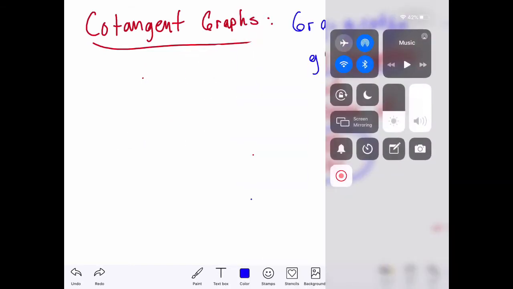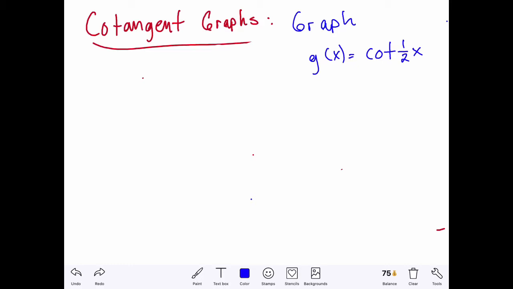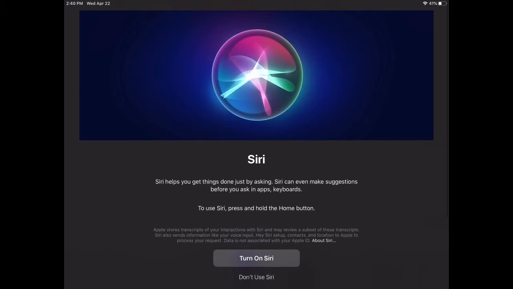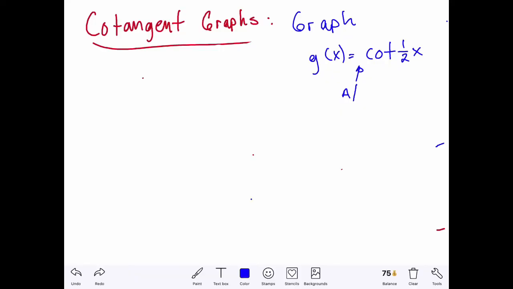Okay, guys, let's look at a particular graph here. g of x equals cotangent of 1/2 x. And let's graph this. It's got a transformation in there. And, of course, we always want to start and identify our a coefficient here. And, again, it's amplitude, but it's not amplitude in the traditional sense. So the absolute value of a is the absolute value of 1, which is 1.